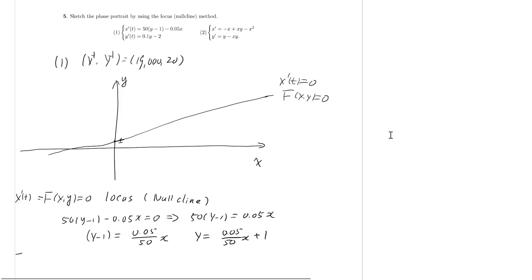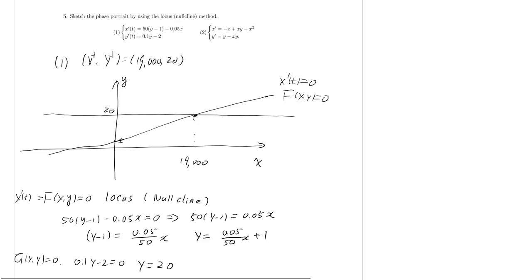We have the second one, g of x, y equal to 0. That means 0.1y minus 2 equal to 0. We have y is equal to 20. So it's just a horizontal line, like this. And this over here is 20. And this point over here has to be 19,000. And the intersection is the equilibrium.